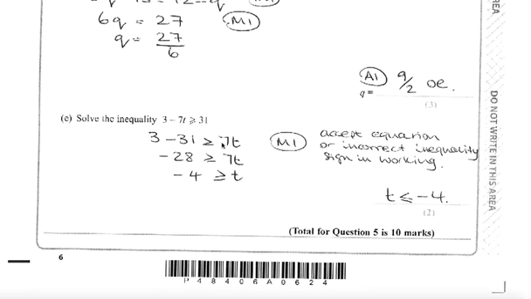Part E, the inequality. We've got to be careful with the minus sign. So the best thing to do is to move the 7t over to begin with. So 3 minus 31 is greater than or equal to 7t. So 7t is less than or equal to minus 28. T is less than or equal to minus 4.